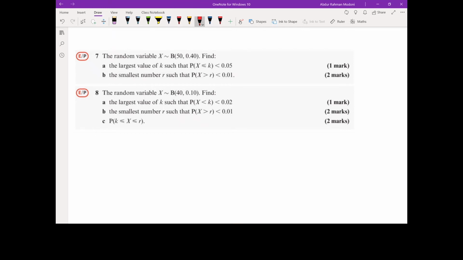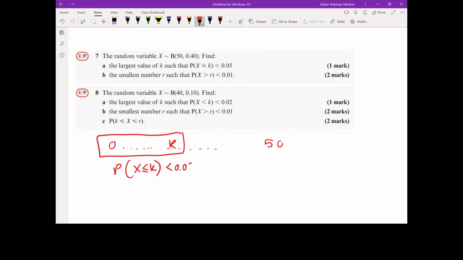So if I wanted to draw this on a number line, that's our starting point. It would be 0 going all the way up to a certain number, but 50 is right at the end. But what number am I interested in? K. And it's saying everything less than or equal to k, i.e. this bit. And what is that probability? The probability of x being less than or equal to k, they're saying, is less than 0.05.